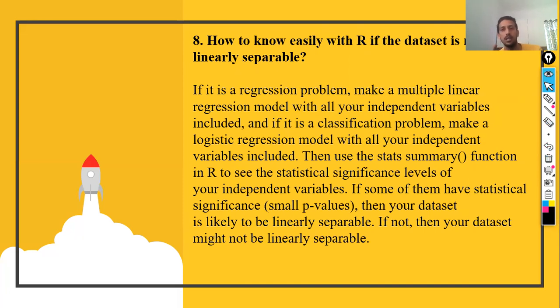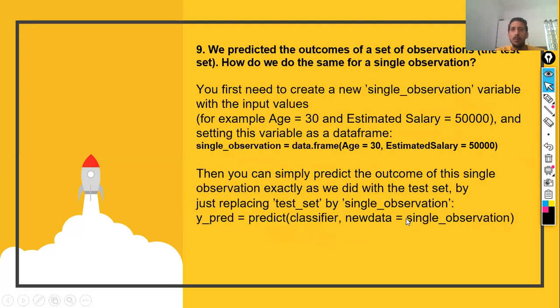Then you can use the summary function in R to see the statistical significance of your independent variables. Now here, if some of them have a significance with very small values, then your data set is likely to be linearly separable. If not, then it is not. So these are some ways. Again, this is not the only way. There are a lot of methods which you can probably use, but this is one of the methods that we have available.